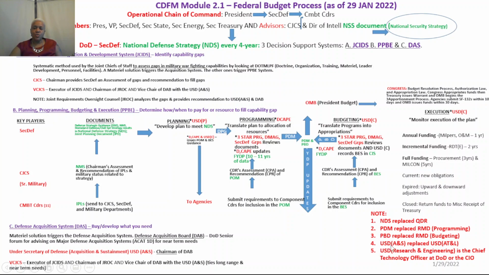Also some changes: the USD(A&S) replaced the USD(AT&L), as I just mentioned. And the USD for Research and Engineering, this is a new one. It used to be the Chief Information Officer, or CIO. The USD for Research and Engineering is the title of the individual who is the Chief Technology Officer at the DoD. They're not the Chief Information Officer. I annotated another change that I saw in Module 2.1.